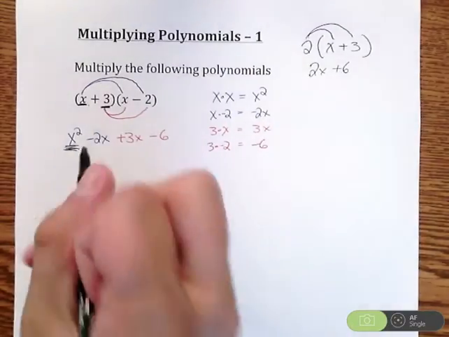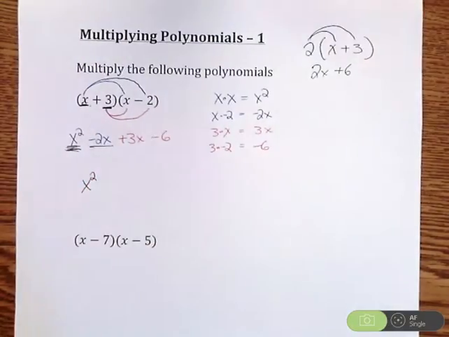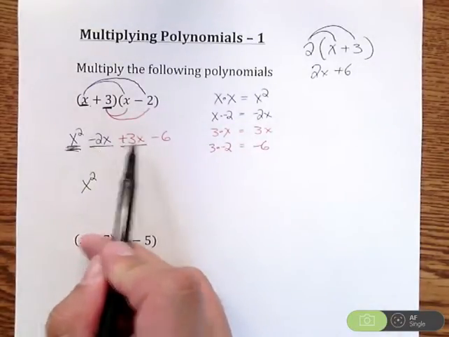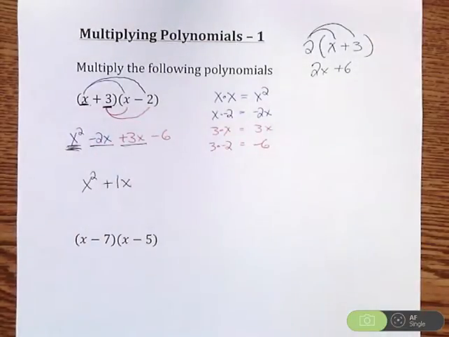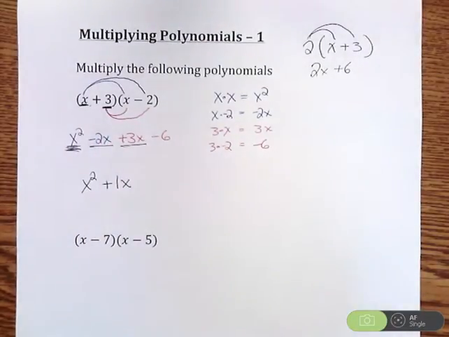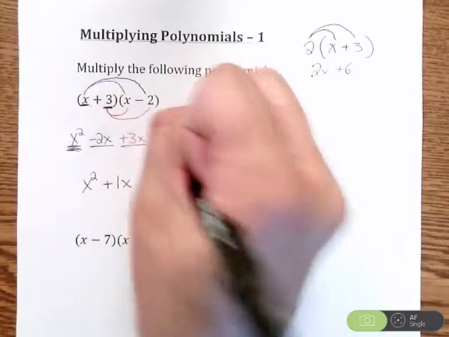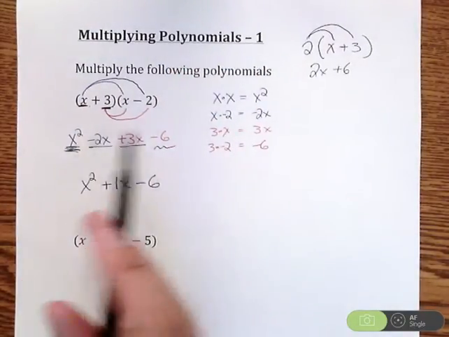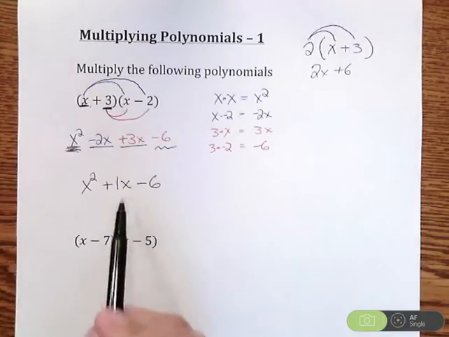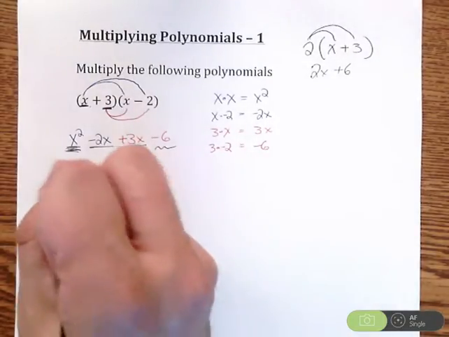After x squared, I look at x. So I have a negative 2x. I also have a plus 3x. So negative 2x plus 3x is a positive 1x. After my x's, I go to my constant, my numbers. I got a minus 6 there, so I'm going to have a minus 6 here. So when we multiply this out, I get x squared plus 1x minus 6.